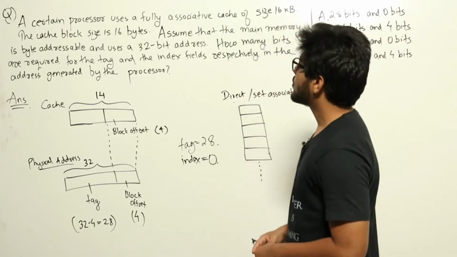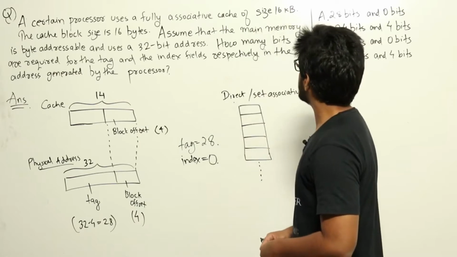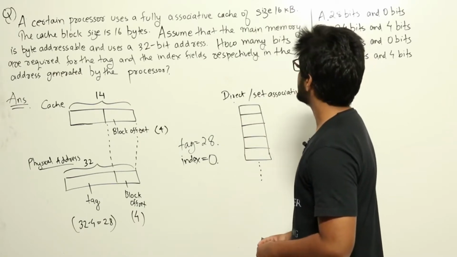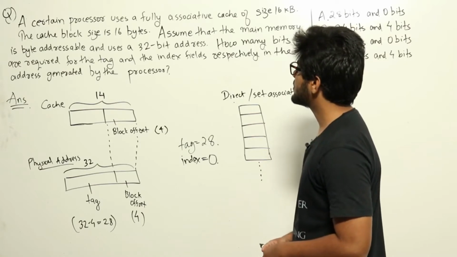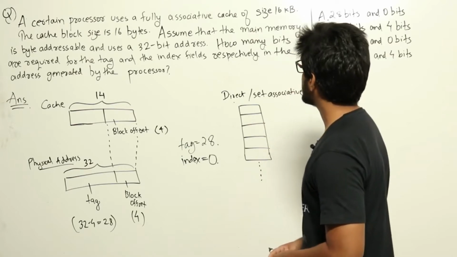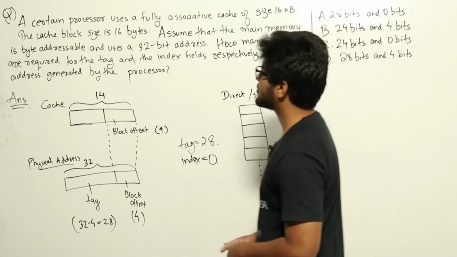A certain processor uses a fully associative cache of size 16 KB. The cache block size is 16 bytes. Assume that the main memory is byte addressable and uses a 32-bit address. How many bits are required for the tag and the index fields respectively in the address generated by the processor?